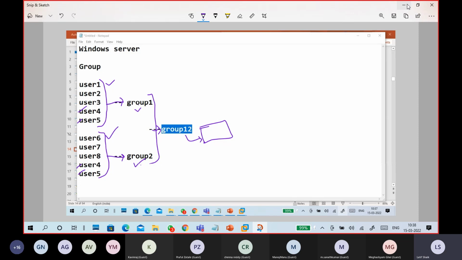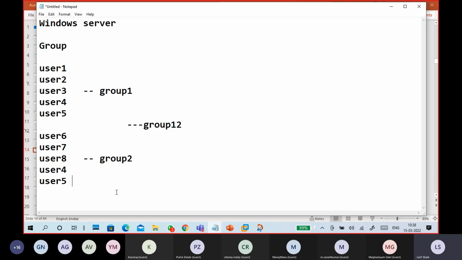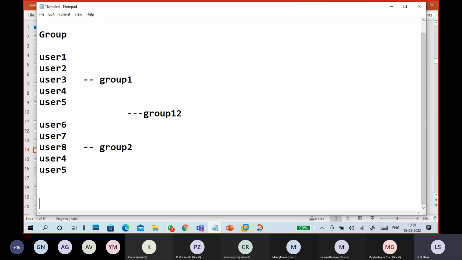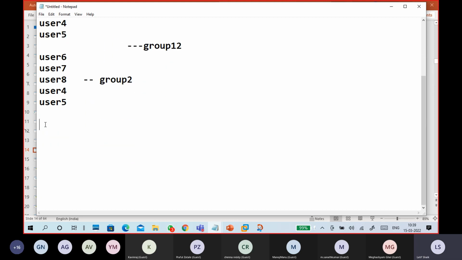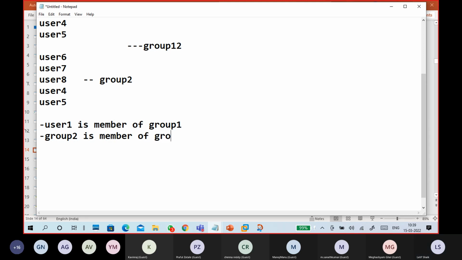Okay. So here it is again. There is a terminology to understand in a very simple way. First one is user 1 is a member of group 1. There is a term, member of. Or you can say group 2 is a member of group 12. Okay, member of.